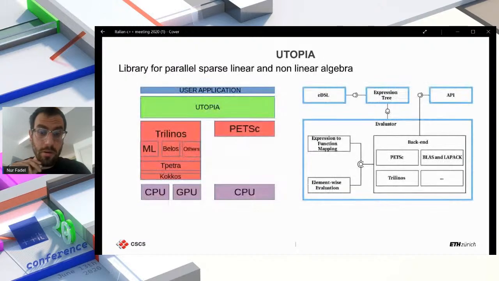Please go on. Okay, so from the user application view, the idea is that you use the interface of Utopia, and at compile time, you can decide to use PETSc or Trilinos, and therefore you can use CPUs or nodes with GPUs. And also, for example, GPUs means CUDA GPUs, but also AMD GPUs, without changing the code. So with the EDSL, you can build up an expression tree, which is then evaluated by an evaluator. So it's quite a classical architecture from this point of view. Please go on.